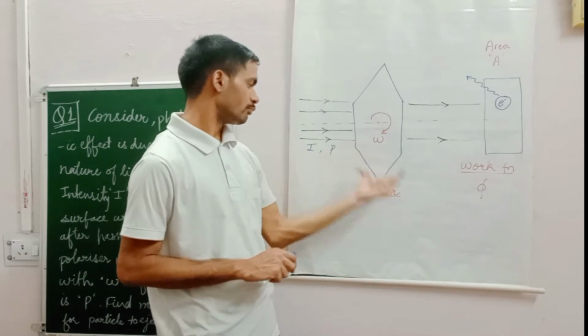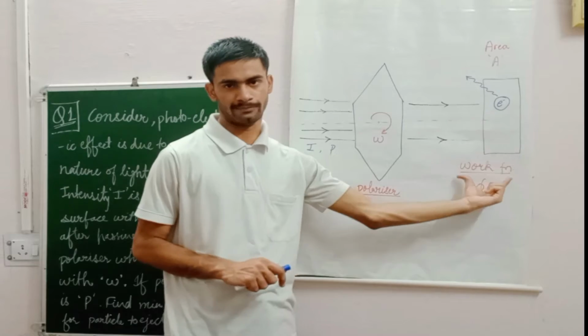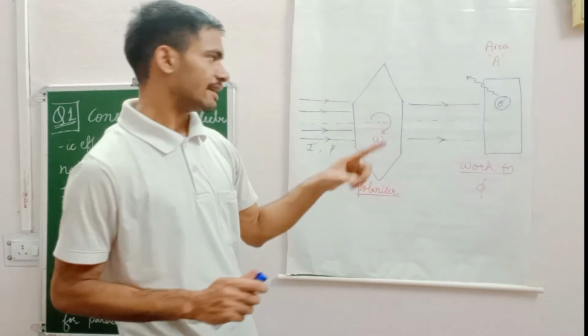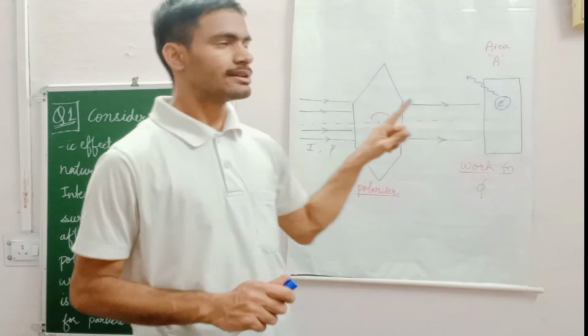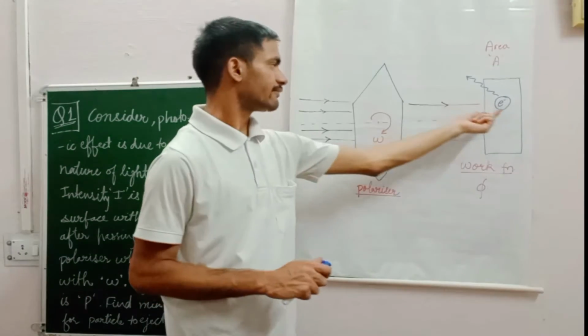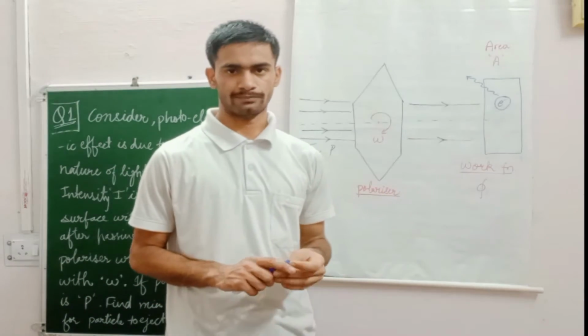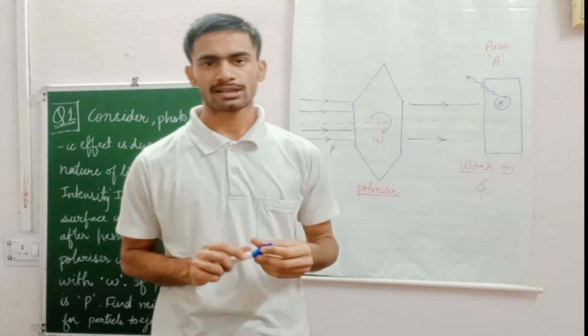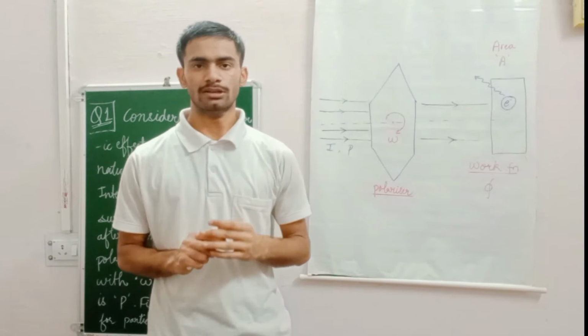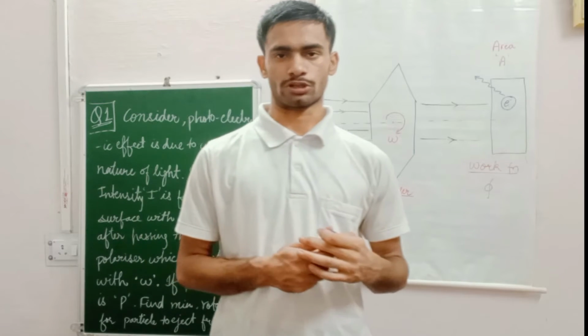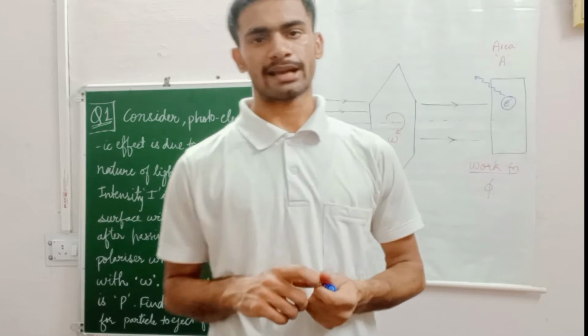So light, polarizer and a metal surface. You need to find how many times it would have rotated in its plane till the first electron gets out of the metal surface. Hope this question is clear. I would also write this question in the description so that you can have a good idea of the questions. So next, move to the next one.